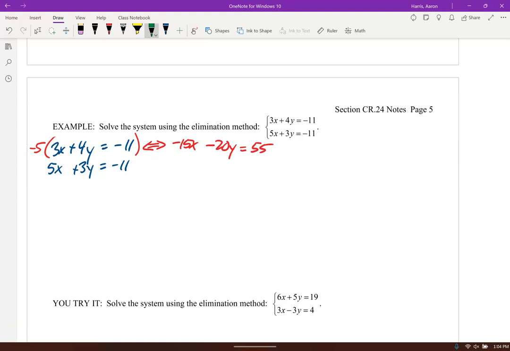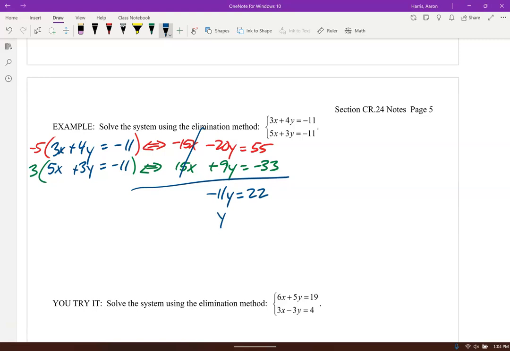Then let me multiply this bottom one. I need that to be a positive 15. So let me multiply by positive 3. So I have 15x plus 9y is -33. And then when I add these up, notice that the x's are gone. -15x plus 15x. -20y plus 9y is -11y equals 22. Divide by -11. So it looks like y ends up being -2.